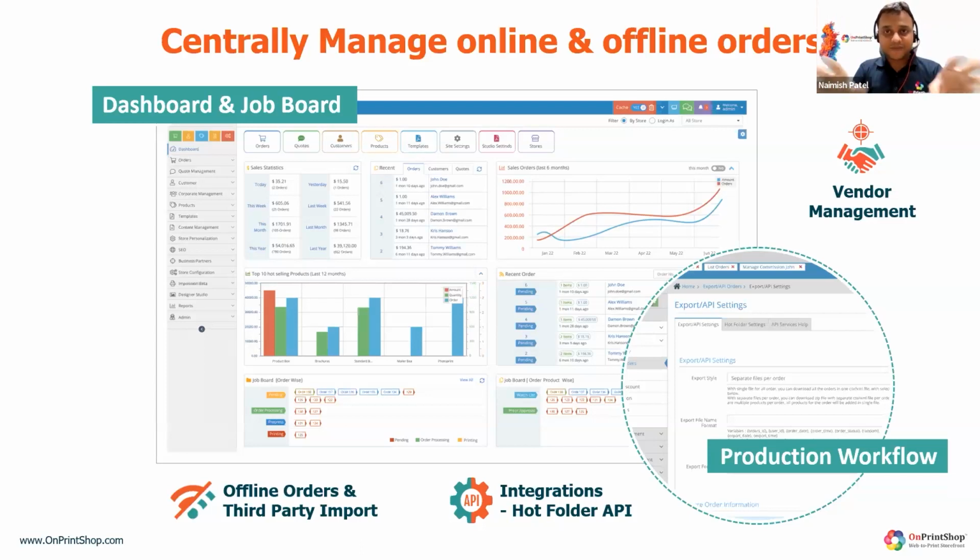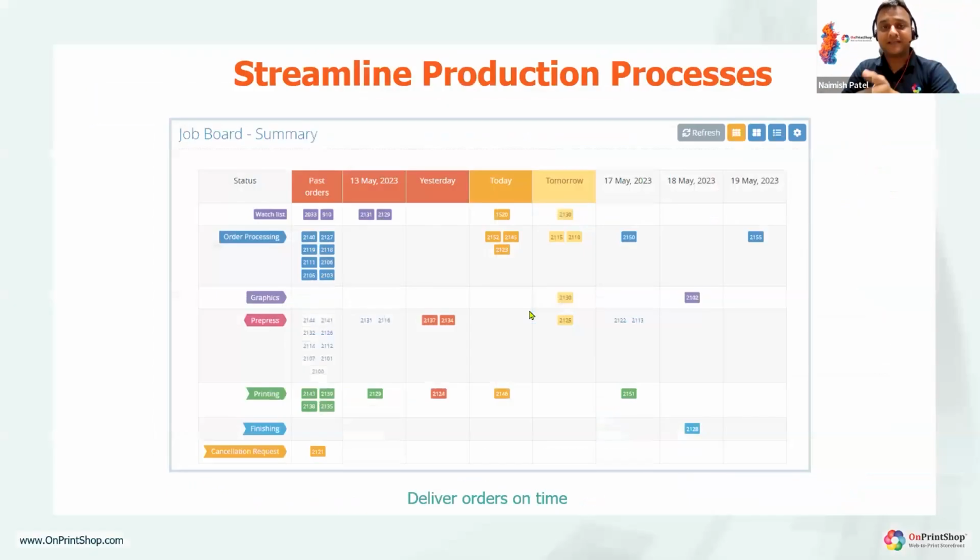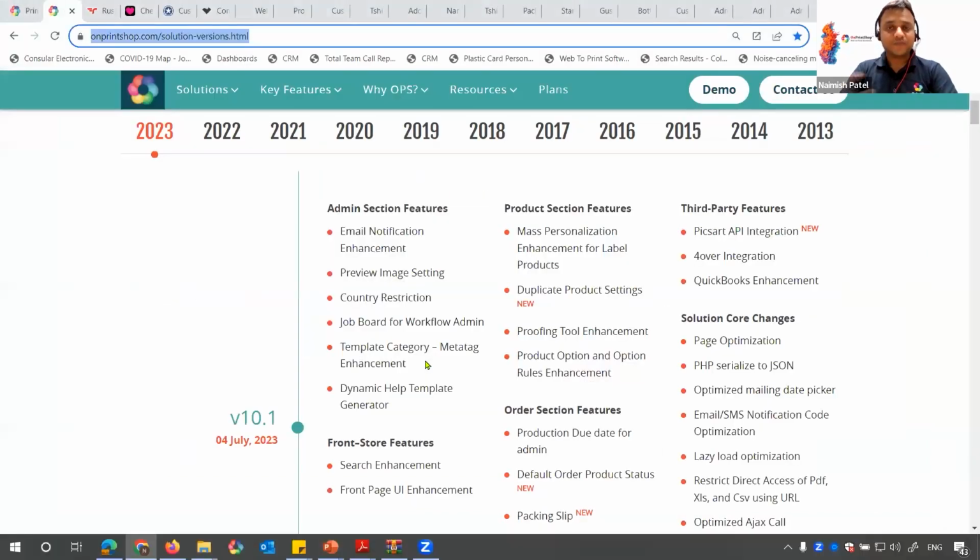So that's where the bottleneck is, and that is where OnPrintShop has been listening to these challenges, and that's where we've been growing the product in order to accommodate multi-print segments. So you have one centralized system to manage all your online orders, offline orders, and create this ecosystem which allows you to grow into the multi-print segment rather than developing different platforms for each segment. So I'll show you certain examples of the system and also what we did, especially in v10.1, in order to create more support for products like label, packaging, and apparel.